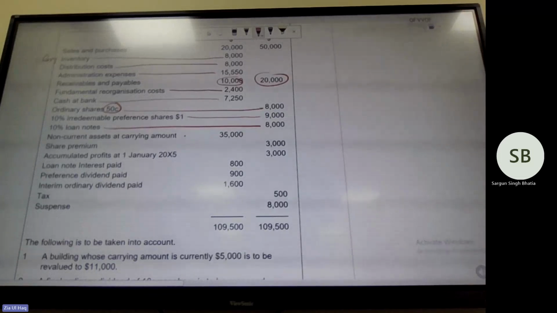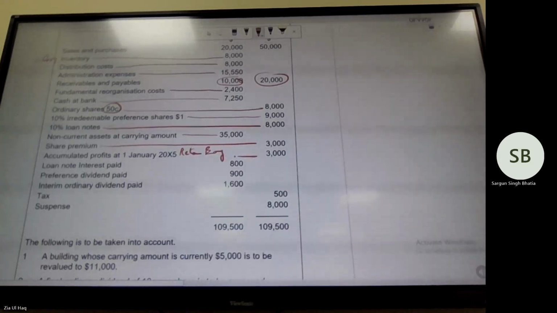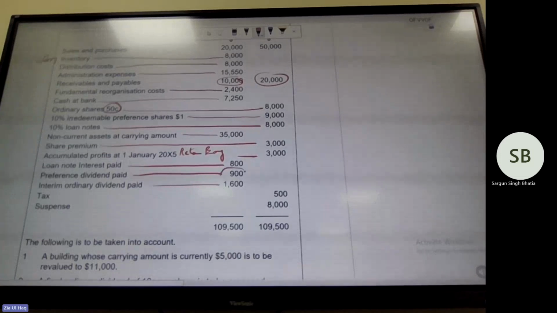Non-current assets at carrying amount, meaning asset less accumulated depreciation, they have calculated the net amount. Share premium account is having opening balance. Accumulated profit means retained earning. This is retained earning opening balance. Loan note interest paid means finance charge. Preference dividend paid and interim ordinary dividend paid, these two will come together as 2,500.